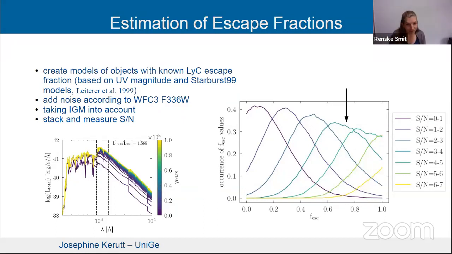Okay. And then Valentina asks, is it possible that some of your candidates are lower redshift interlopers?